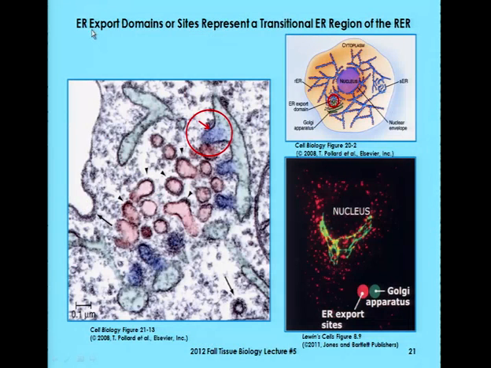Now we have another domain of the ER, and that is the ER export domains. They represent a transitional ER region of the rough ER. This red circle here is focusing in on the ER export domain. So you can see that there is a blebbing off of membrane from this structure here. And ribosomes are not really attached to the ER export domain.